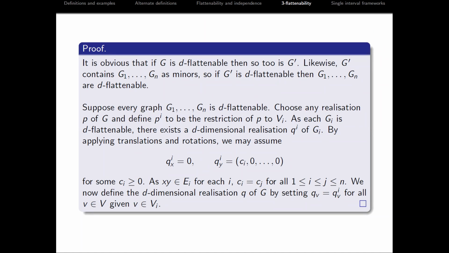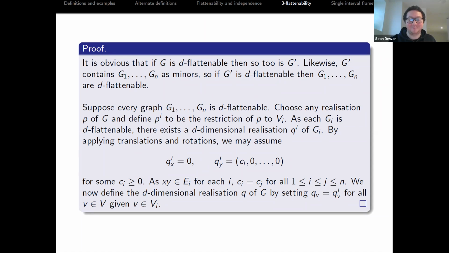Sean, I was going to say, if all of the GI just have a common subgraph, and you know that all the GI are flattenable, then as long as you realize the common subgraph in the same way, it seems like it should work. It does not, because the common subgraph could be maybe like a tree, and one realization could be just a path of length 3. So one of them is like this, and another one is like this.